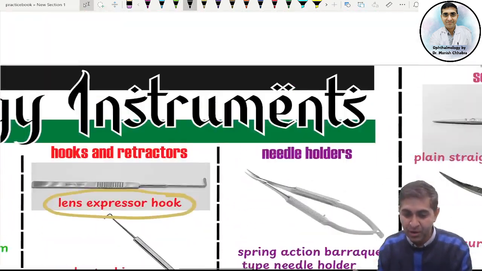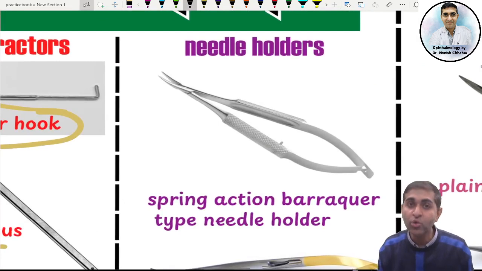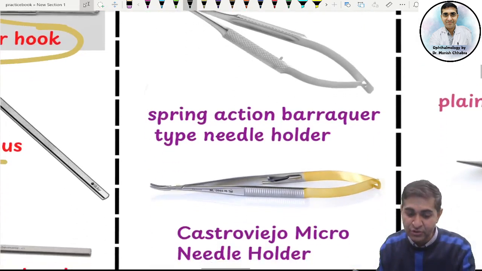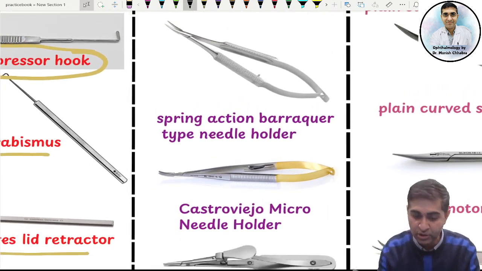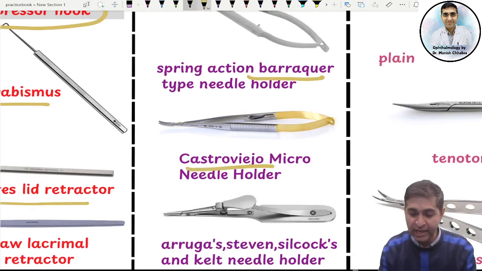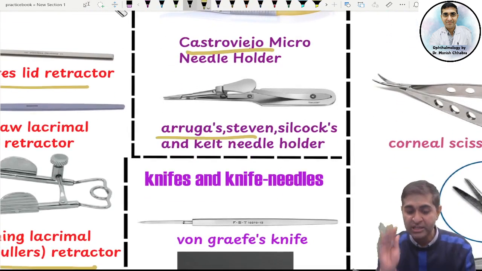Yes, all right. And then there is the needle holder. If you want to give sutures, you need to hold the needle with the help of a needle holder. So there are different forms of needle holders. One is the Barraquer type, another is the Castroviejo type, so different sorts. Then Arugas, so there are different types.